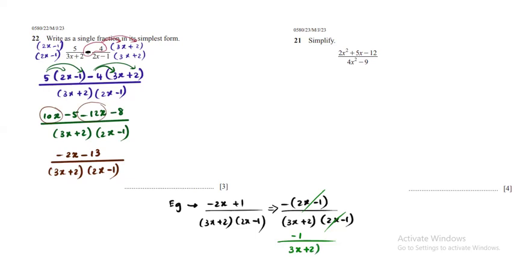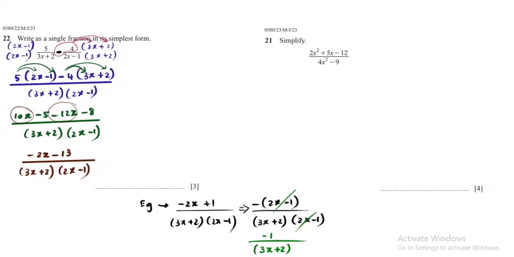So in a question like this, where when we factorize it, if we can simplify it with the denominator, it's very important that you factorize it. But in this case, even if I take the negative out, I get 2x plus 13, which cannot be factorized. So I can leave it like this.